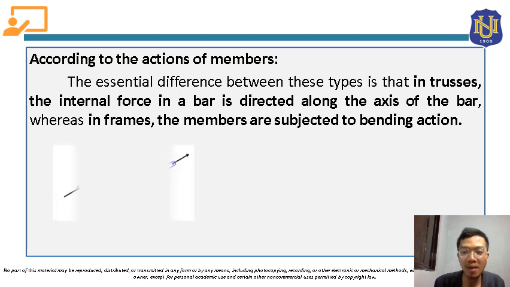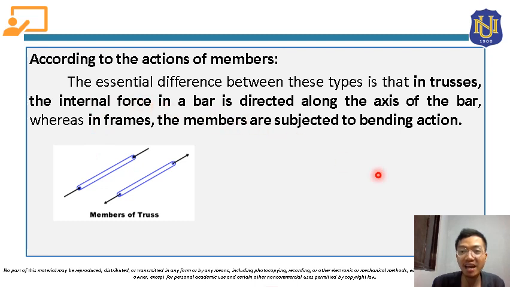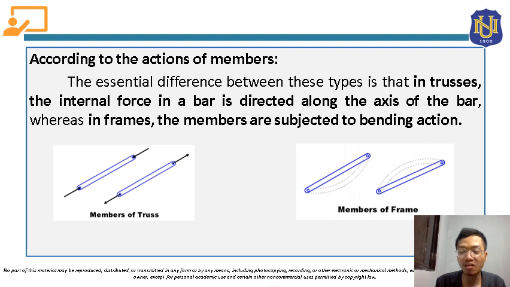So for the members of trusses, let's say for these members, the internal force is directed along the axis of the bar, meaning the bar will be subjected to either compression, it will be compressed, or it will be tensioned. It will be tension here. While in frames, the members can be subjected to bending action.